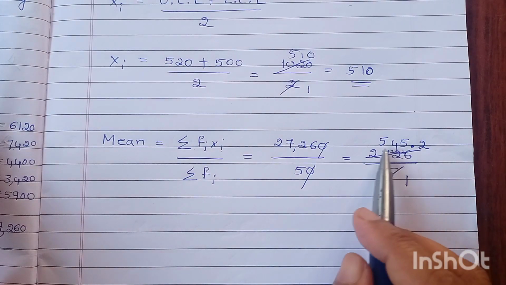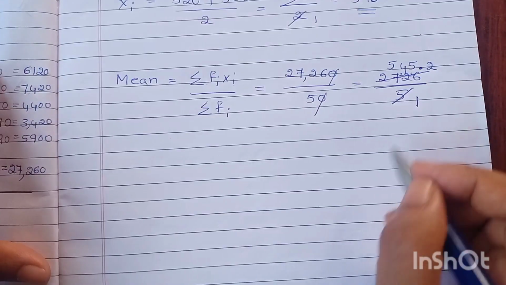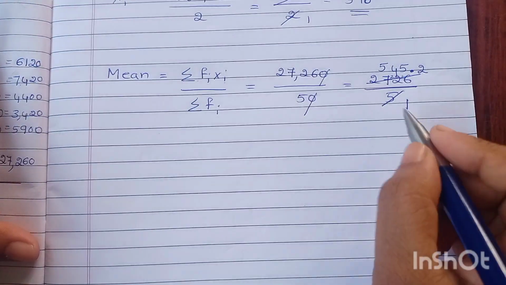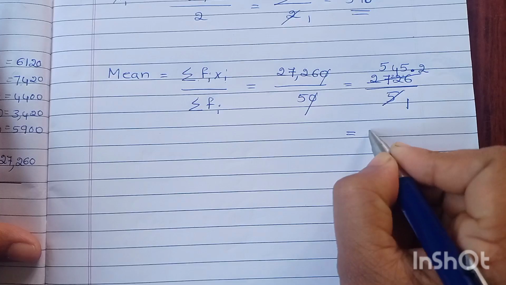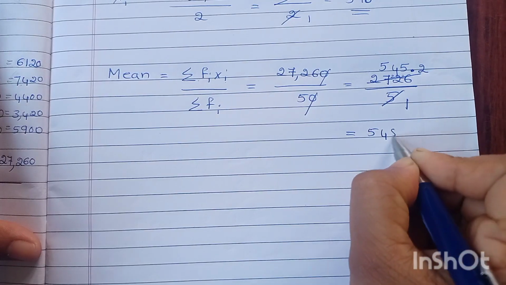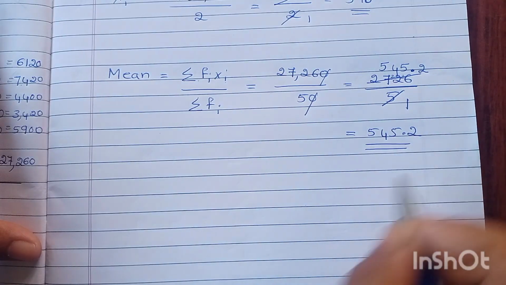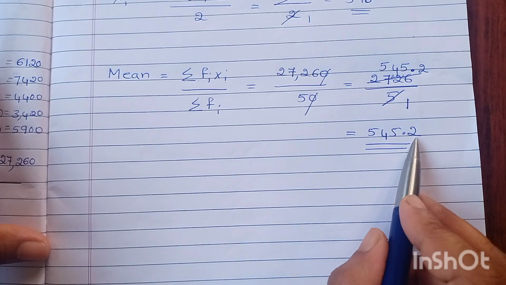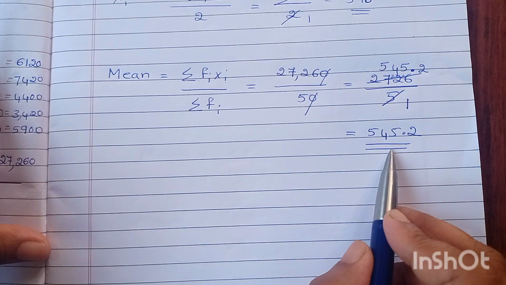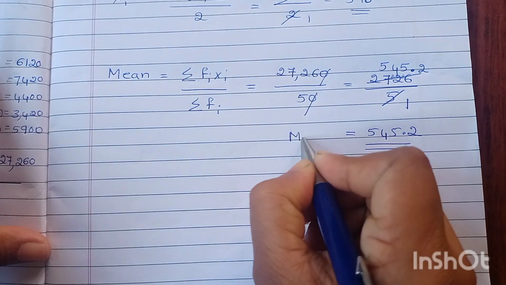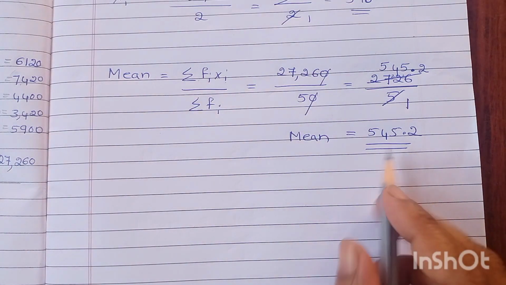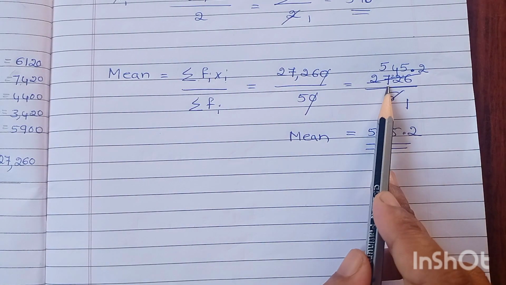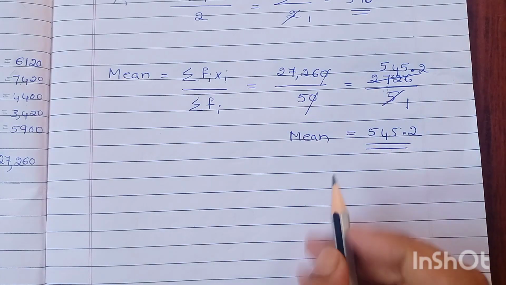See, suppose if you get confused to divide like this, you can divide like this also, okay. If you are able to cancel it directly, you can do that. Otherwise, let me show you how to do this. That is 545.2 is the mean. Mean is 545.2. Suppose for you it is difficult to cancel like this, you can do like this also.